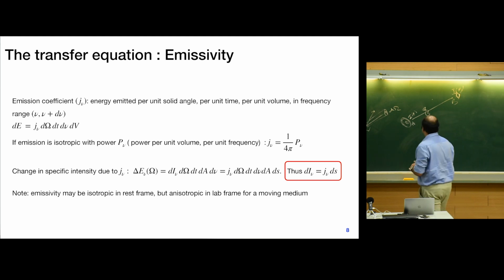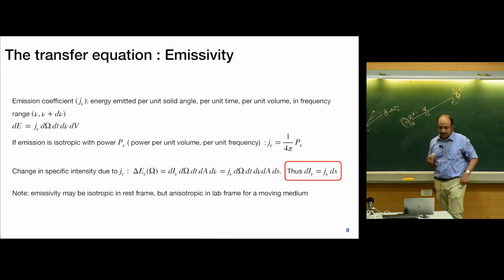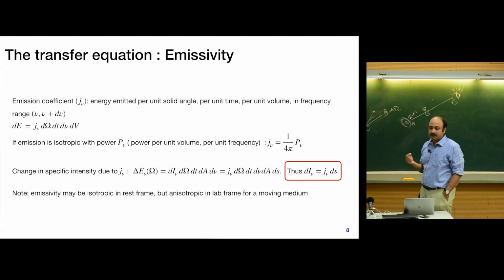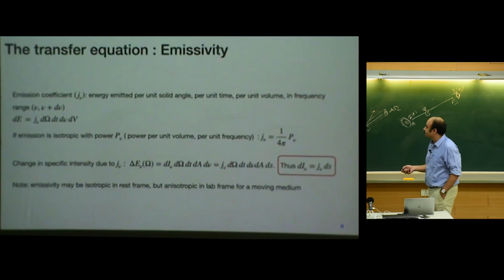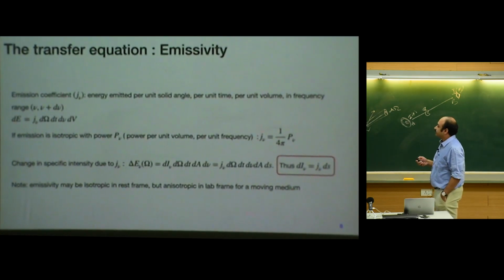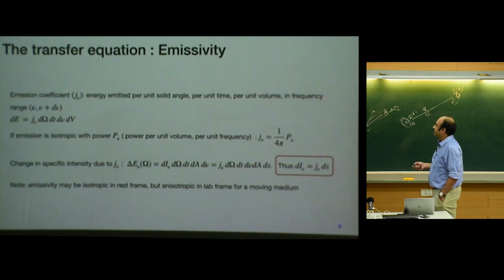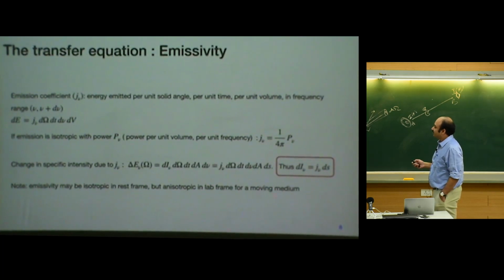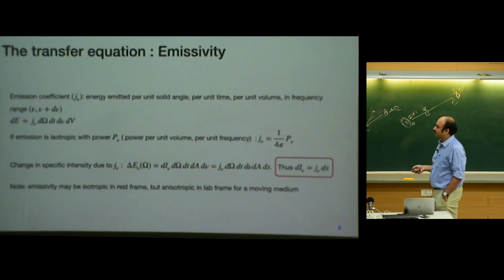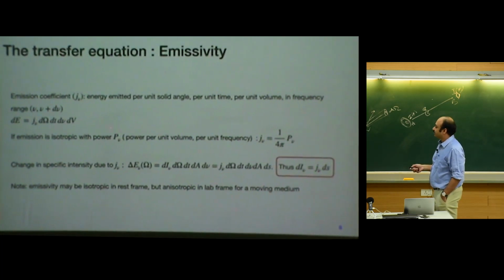So first, let us consider that this source here is adding energy to your ray. Then we again define some basic definitions to quantify this. So first is the emission coefficient, or J nu. So again, just note the definition and the units. J nu is energy emitted per unit solid angle, per unit time, per unit volume, and per unit frequency. Okay, so it's easy to just look at this equation.